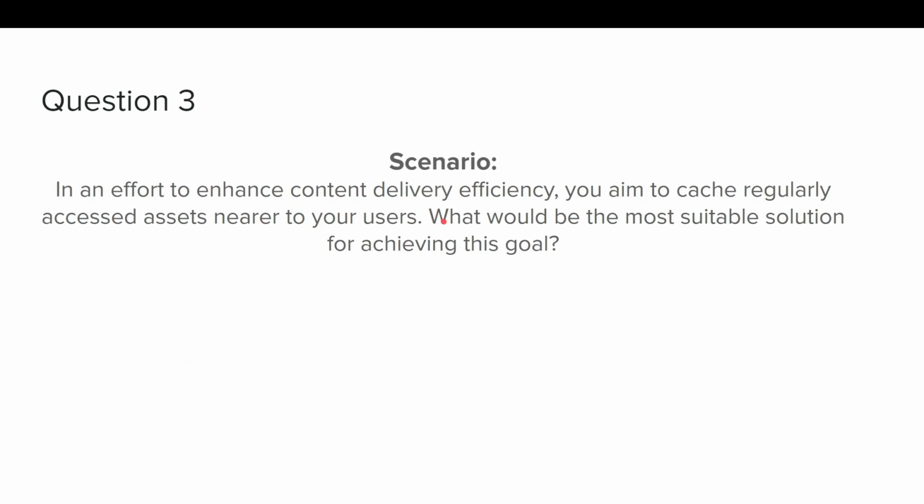In an effort to enhance content delivery efficiency, you aim to cache your regularly accessed assets nearer to your users. What would be the most suitable solution for achieving this goal?